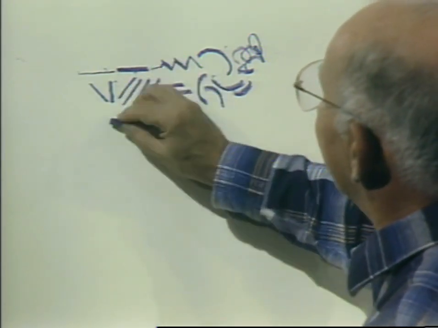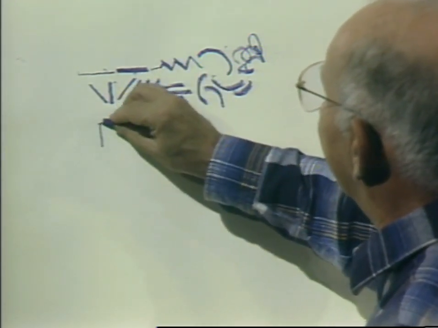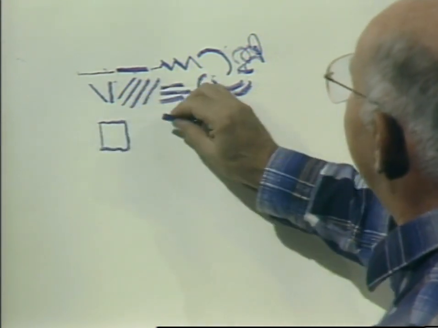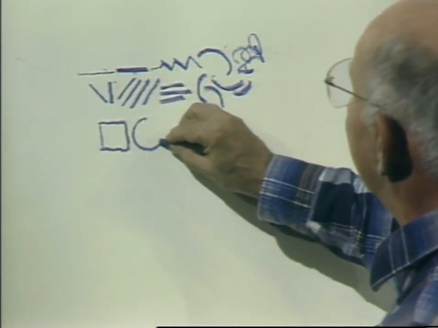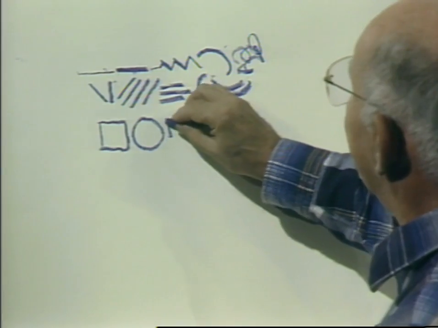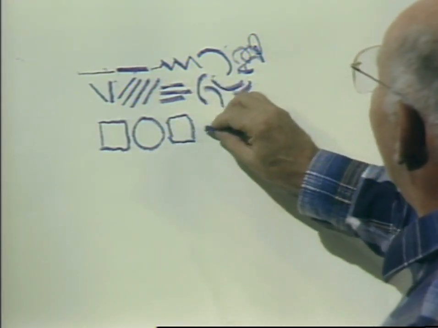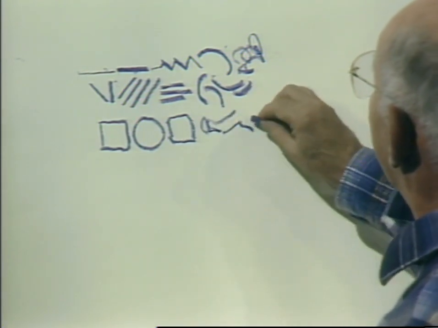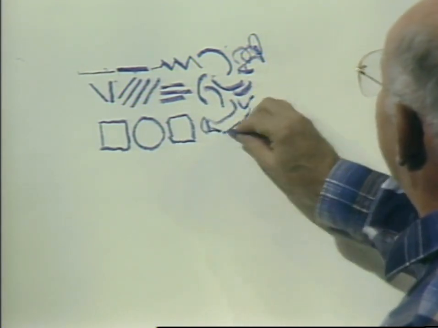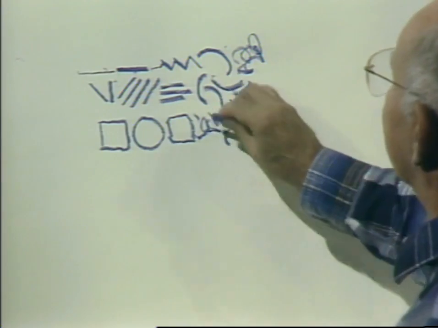Now shape, the lines can be in shapes. Here we have a geometric shape, another geometric shape, or it can be a combination or an adjustment of those two, or it can be irregular shapes, shapes that we'd use in drawing trees or people.